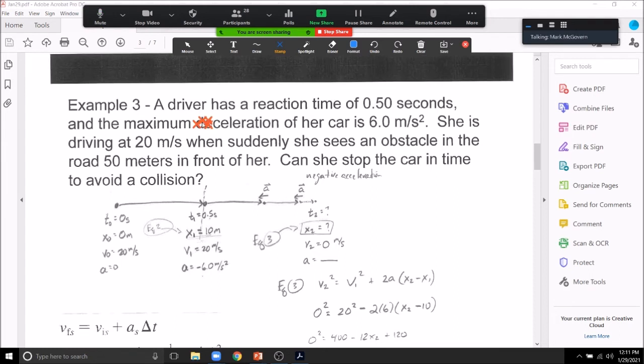A driver has a reaction time of 0.5 seconds, and the maximum acceleration of her car is 6 meters per second squared. Okay, I don't like the word deceleration. My bad. She's driving at 20 meters per second when she suddenly sees an obstacle in the road 50 meters in front of her. Can she stop the car in time to avoid a collision?